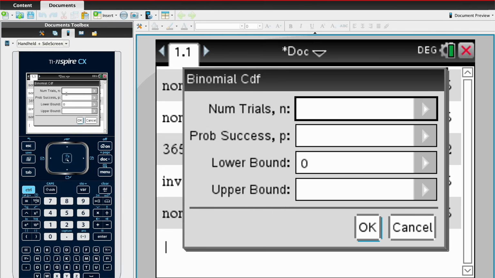Number of trials, in this case the individual David is there for 7 days. Probability of success. We're defining success as the event that we're interested in finding out. It's not necessarily a good thing or a bad thing. It is just the outcome that we're interested in. And in this case, it's the chance of a train being late. So success we're defining as late.